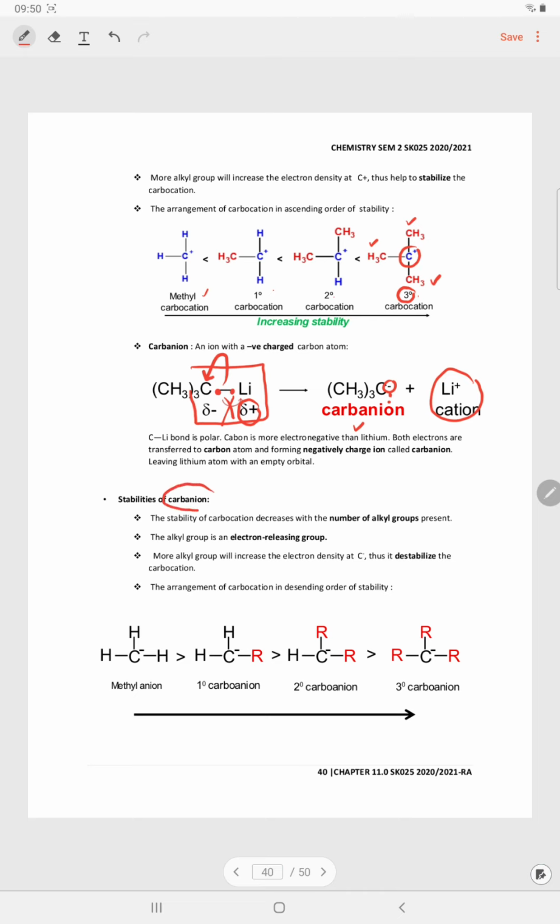So the stabilization of the carbanion depends on the presence of alkyl groups. We can conclude that the more alkyl groups, the more they destabilize the carbanion. So for the tertiary alkyl group, R means the alkyl group, a tertiary alkyl group will destabilize the carbanion. So tertiary is less stable compared to secondary, primary, and also methyl.